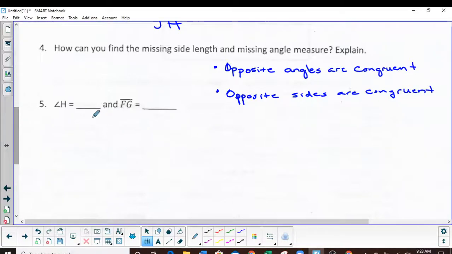Okay? So if we look at these two statements, we know that angle H has to match angle F because they're opposite angles and they're congruent. So we know angle H has to be the same, which is 55 degrees. And line segment FG, opposite sides are congruent. If you go opposite of FG, you've got JH, which both of them would be 13. Doesn't give us a unit measurement there, so we'll leave that one like it is.